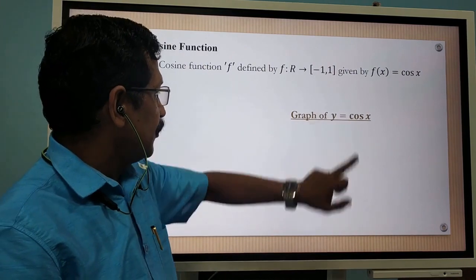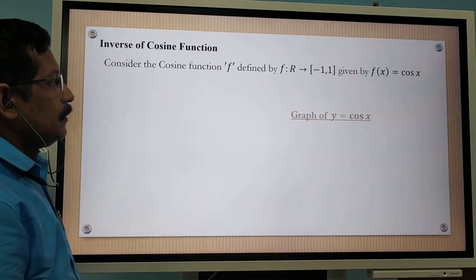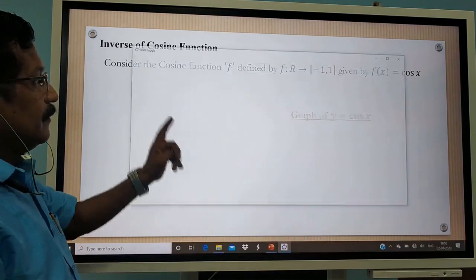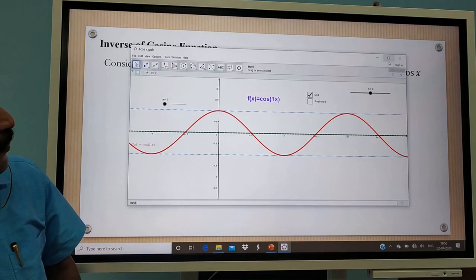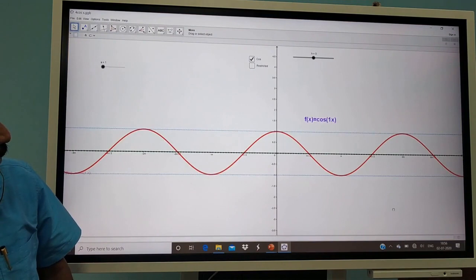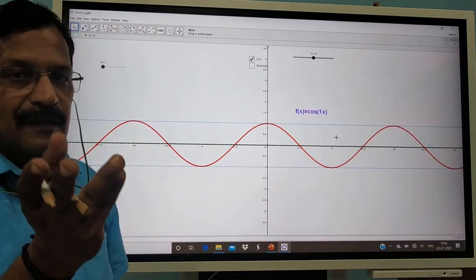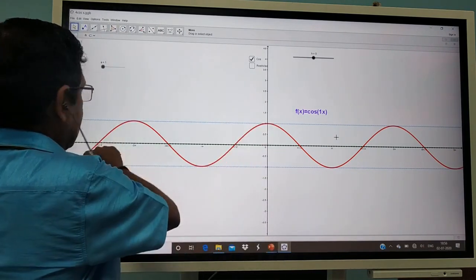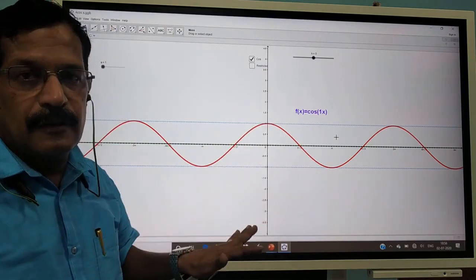Let us take the graph of y equal to cos x. This is the graph of y is equal to cos x, where the domain is the set of real numbers and the range is -1 to +1. Clearly, the function is onto, because the graph takes all the values between -1 and +1, but it is not one-one.